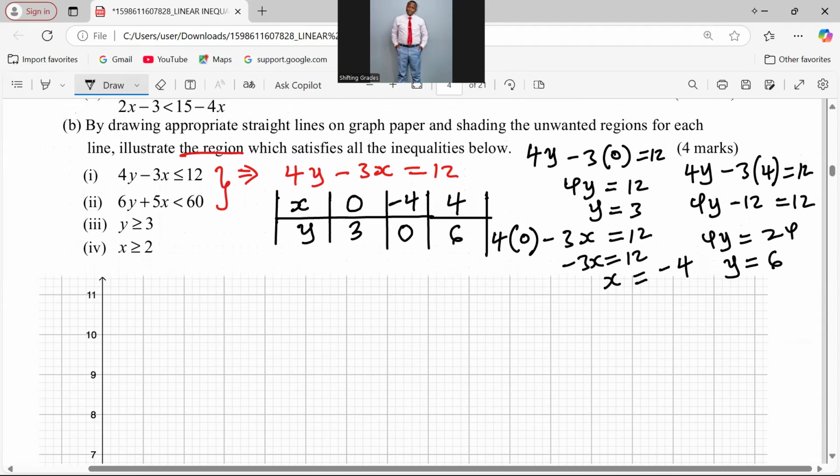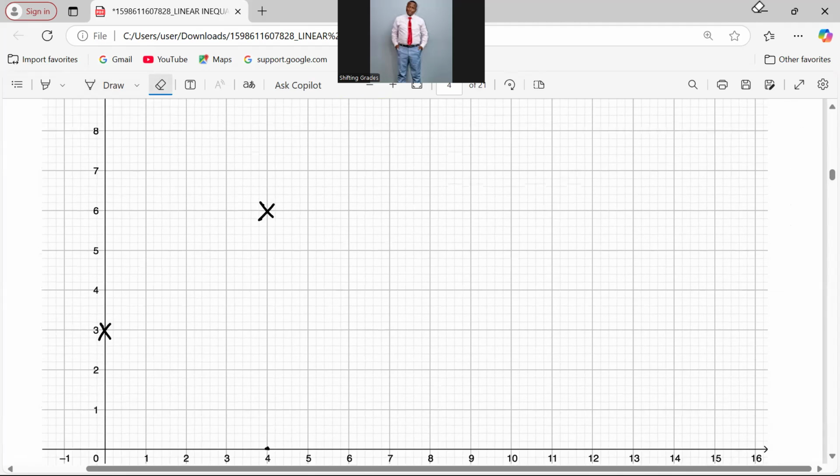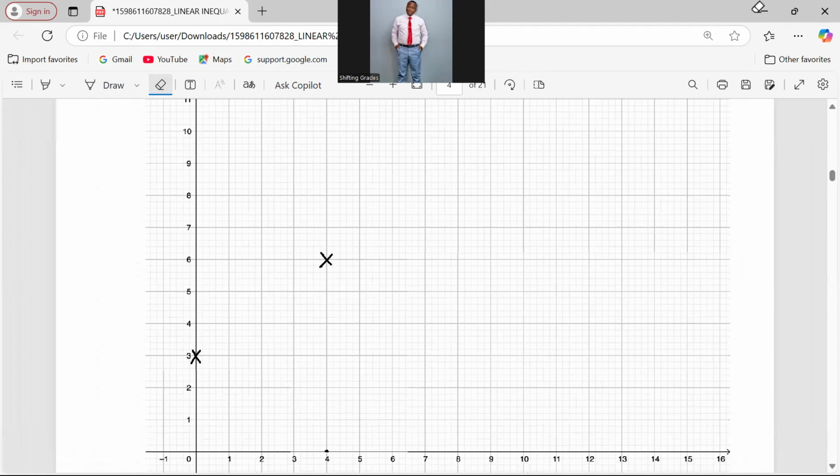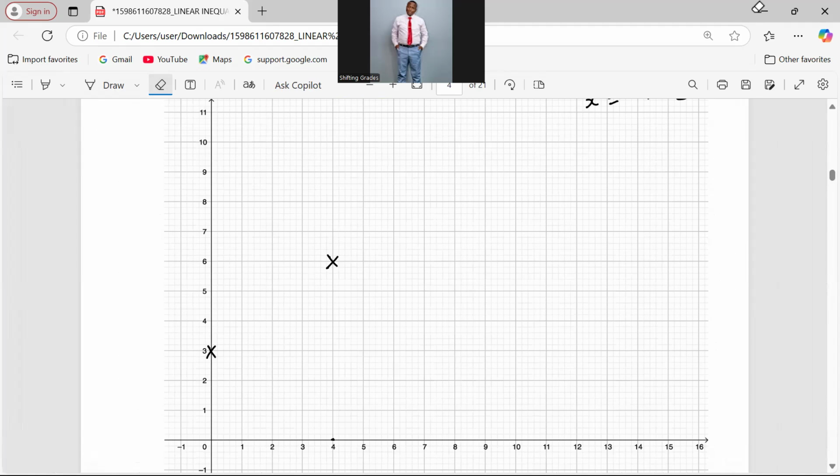But something else we are supposed to put into consideration is the inequality symbol used here. The inequality symbol is less than or equal to. Because of the or equal to, the borderline is supposed to be a complete line, not a dotted line. Therefore, we join the 2 points using a complete line. Let me do that.